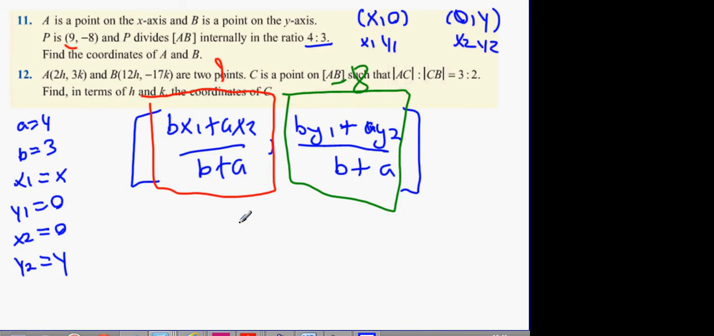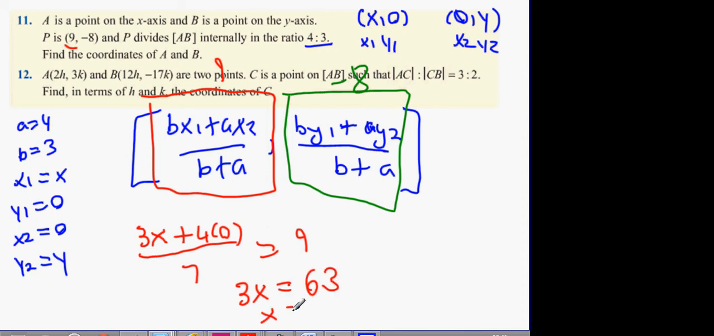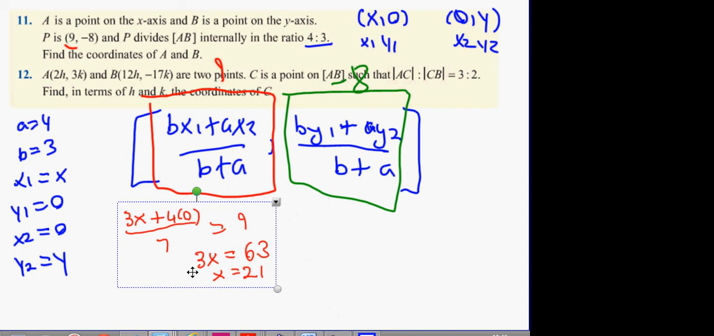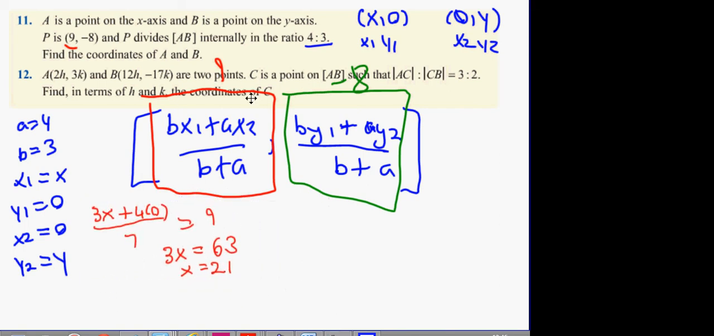The red one, Bx1, 3x, plus A times x2, which is 4 times 0, all divided by B plus A, which is 7. That equals 9. 3x therefore is equal to 63. X equals 21. That's the x value already done. So where does it cross? What is the point A now? The point A is (21, 0). Okay, guys, now we're on the next one.